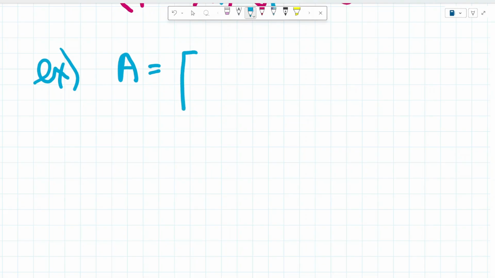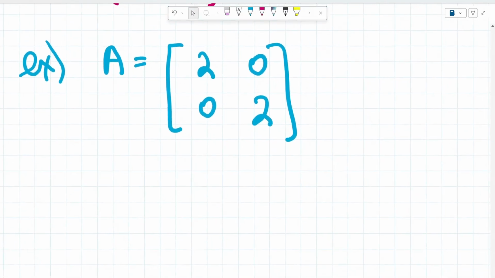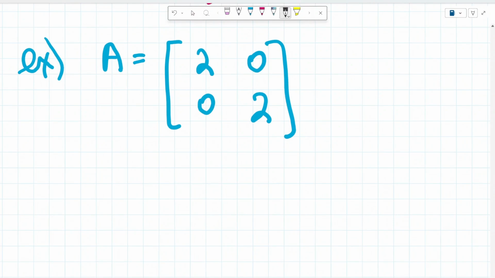For our example, we have matrix A, and matrix A equals [2, 0; 0, 2]. I always like to take a moment and analyze what I'm dealing with. First of all, we can see that matrix A is square.